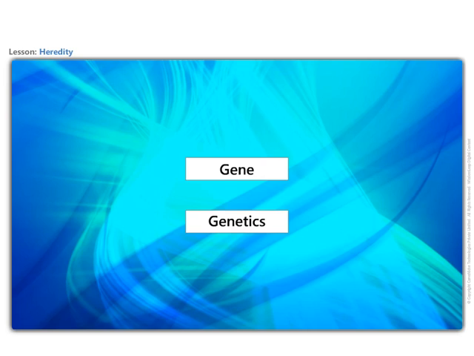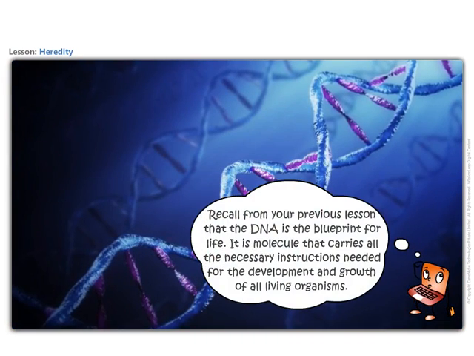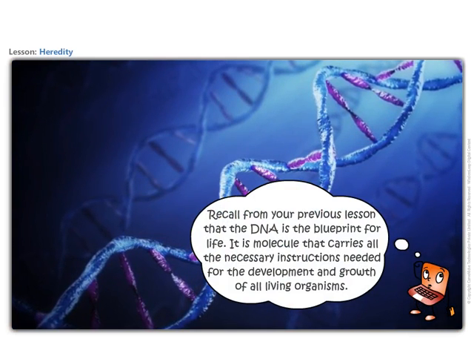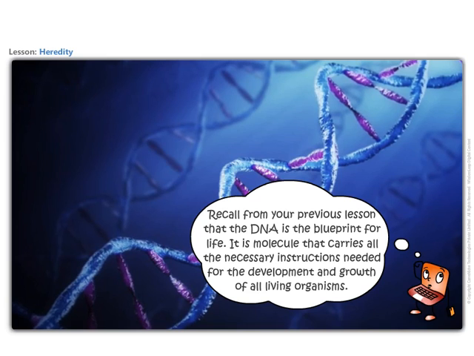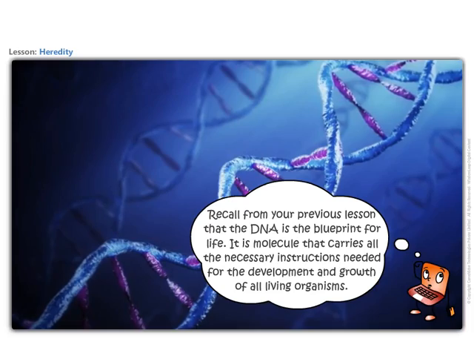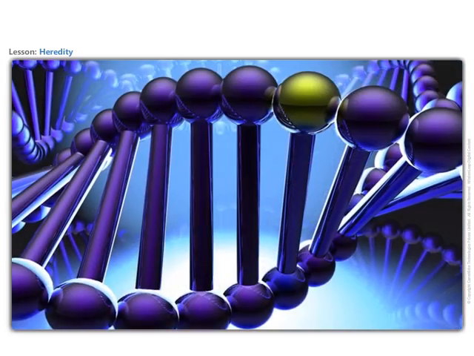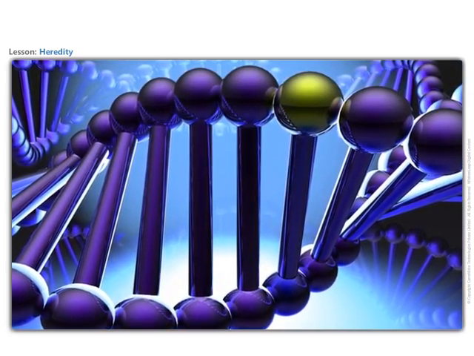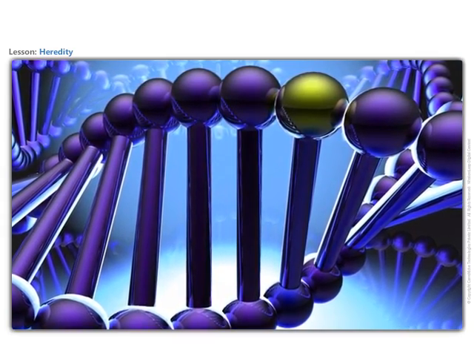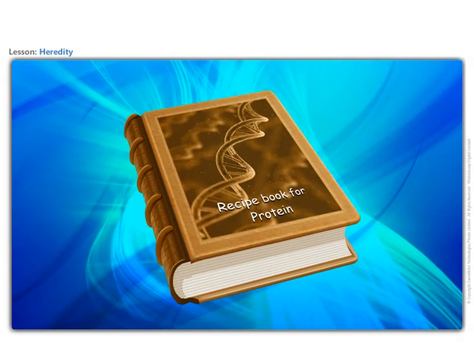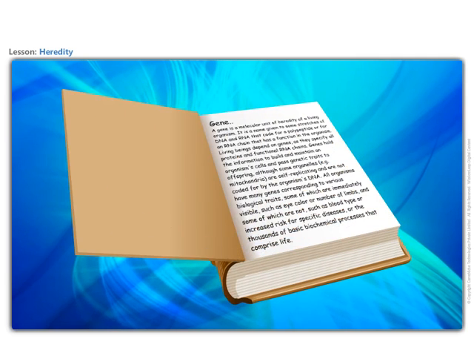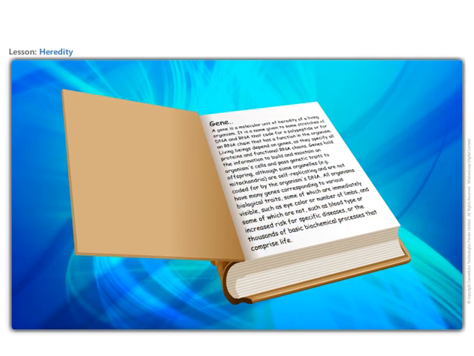What is a gene? Recall from your previous lesson that the DNA is the blueprint for life. It is a molecule that carries all the necessary instructions needed for the development and growth of all living organisms. Stretches in the DNA strand are called genes. They hold the information to build and maintain cells. Remember the analogy of DNA to a recipe book for making proteins. Then, genes can be compared to topics in the book.